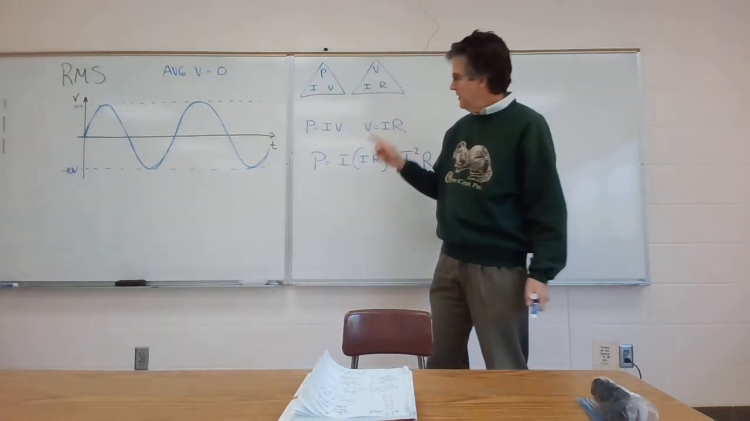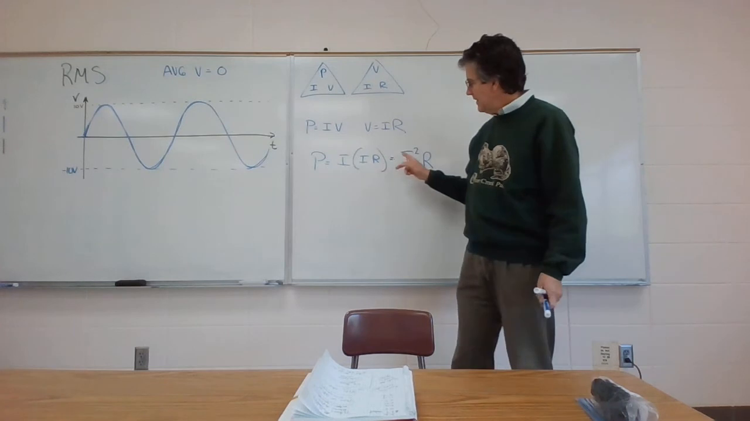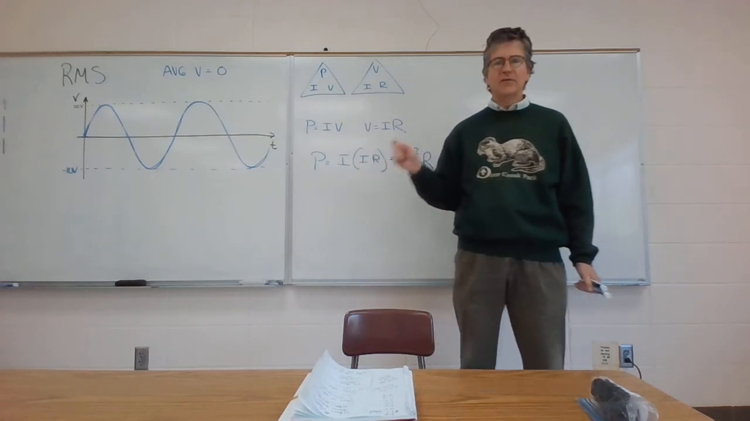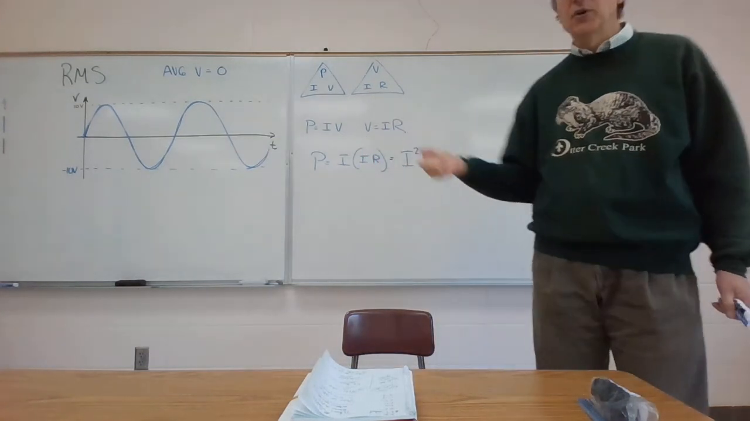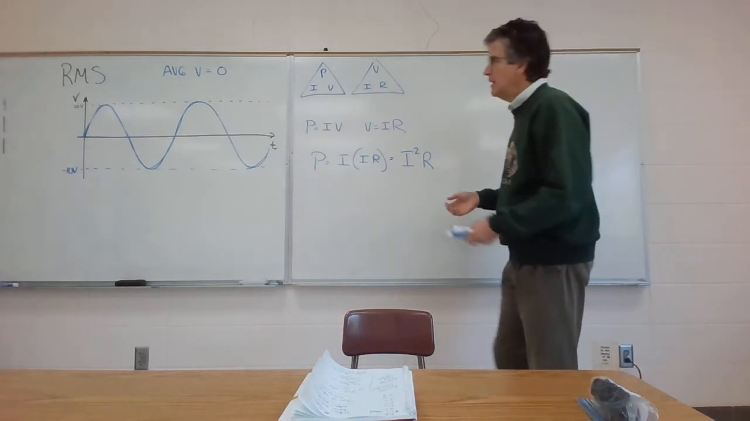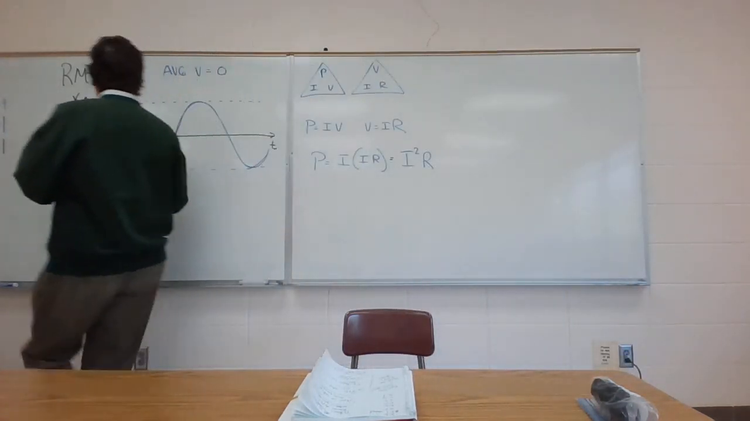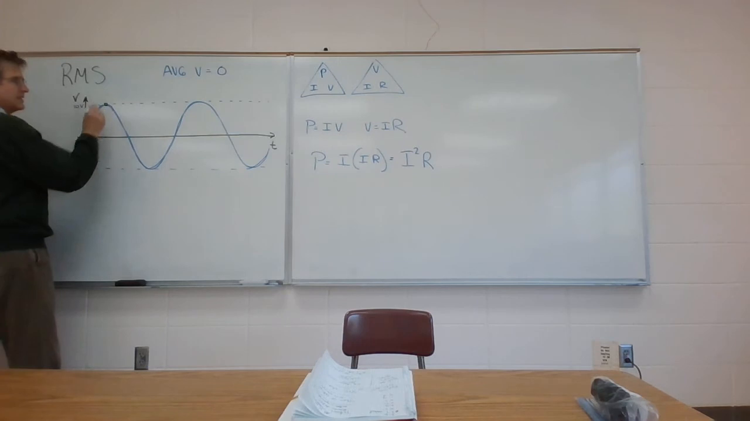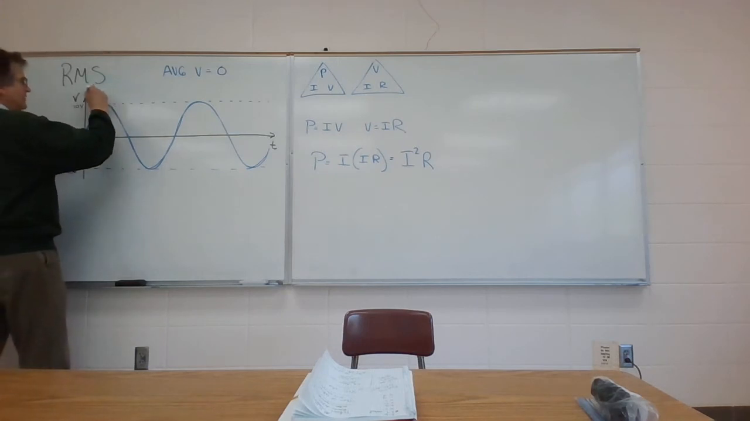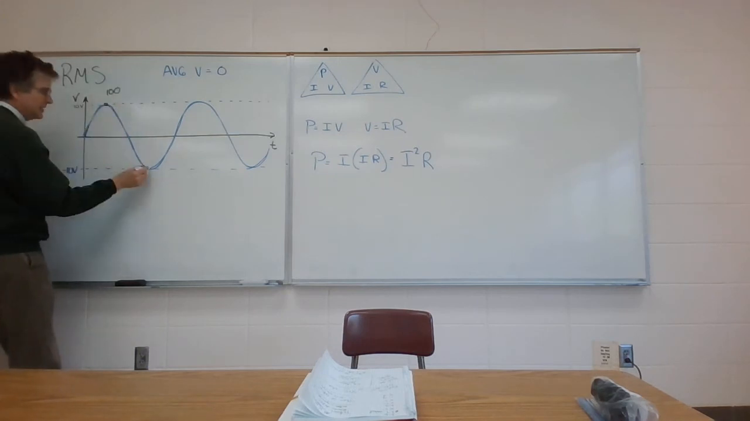So if I look at what power I'm getting, that depends on the square of the current and of the voltage, since current and voltage are related. Well, if I look over here, that's 10 volts there. If I square that, what's 10 squared? It's 100.